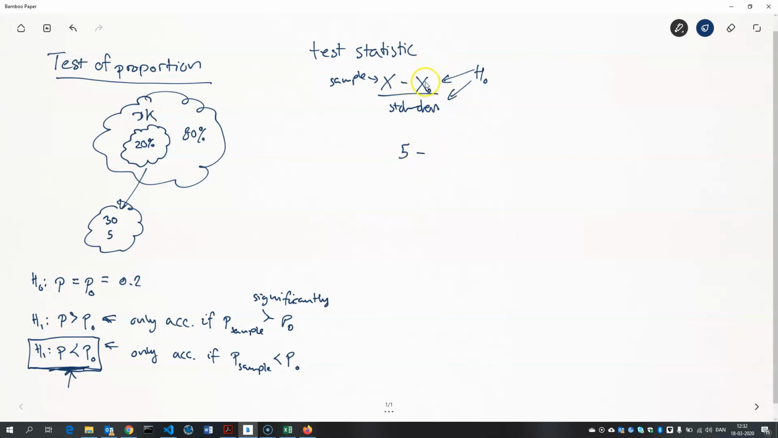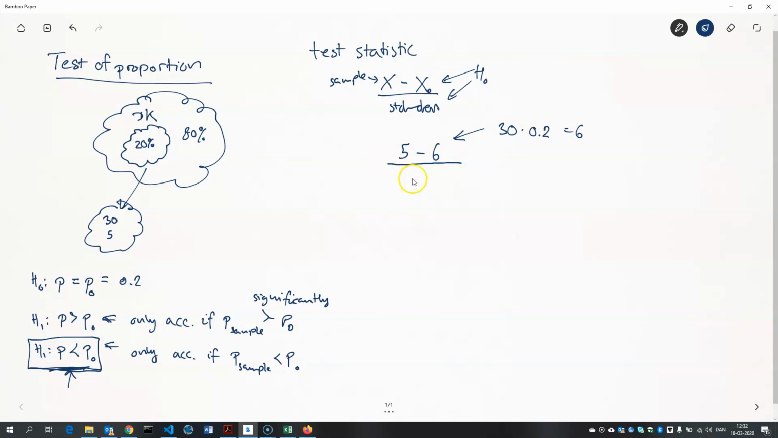The number that we would expect according to the null hypothesis would be 20% of the 30 people. That is 6 individuals. How did I get that number? Well, 30 multiplied by 0.2. That's the expected number of infected individuals in a sample of 30.